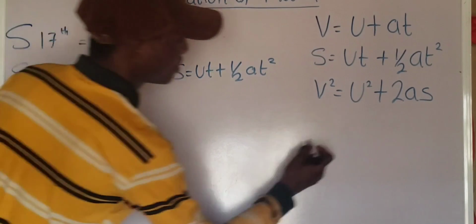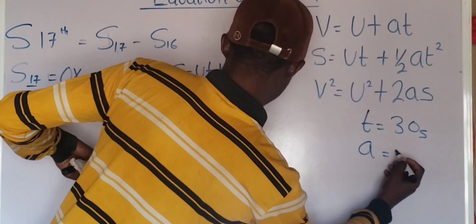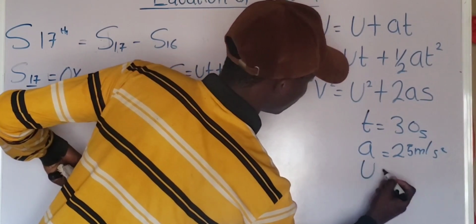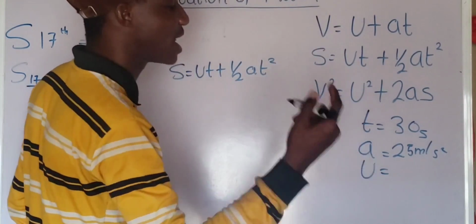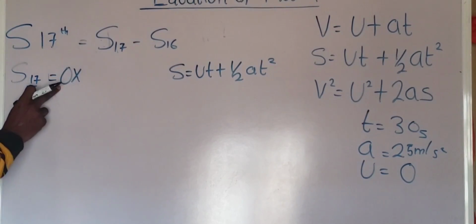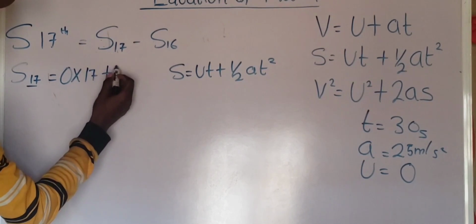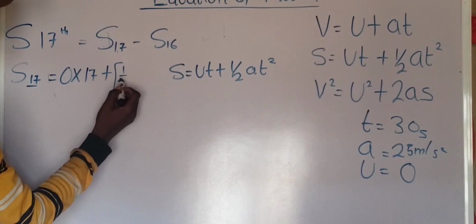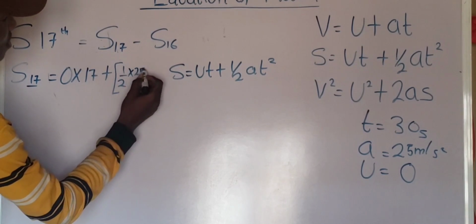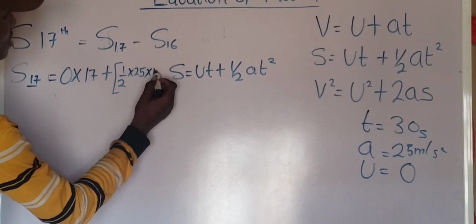In the question we are given that t is equal to 30 seconds and acceleration is equal to 25 meter per second squared. And our u, because the Formula 1 car accelerates from rest, is what? 0. So u is 0, t is now 17, ut plus 1 over 2 at squared. A is 25, so I'm going to have multiplied by 25 multiplied by 17 squared.